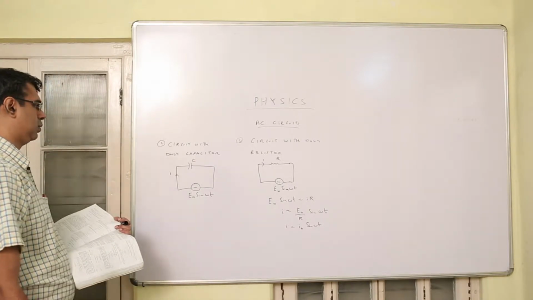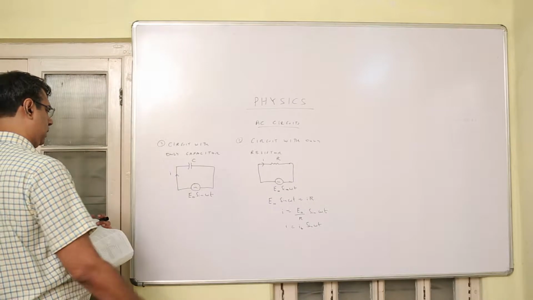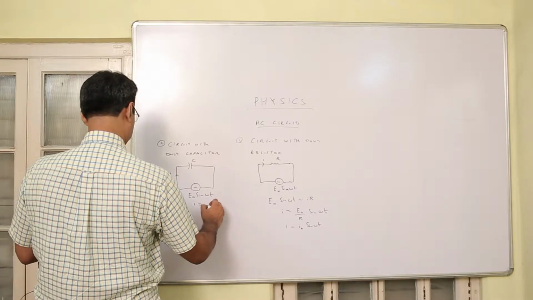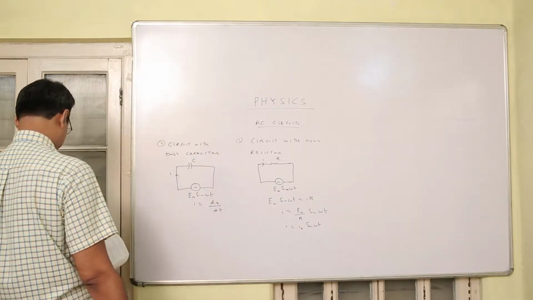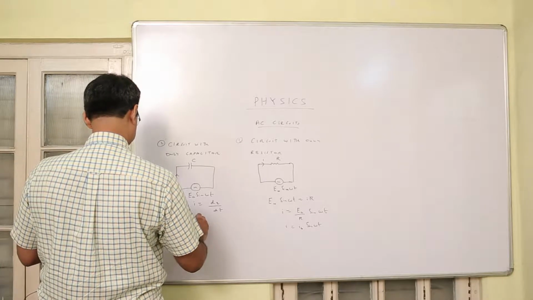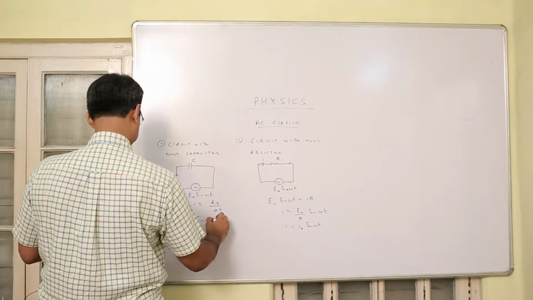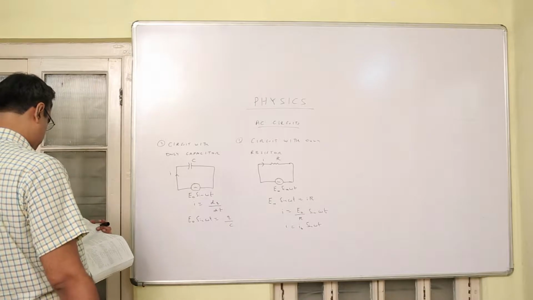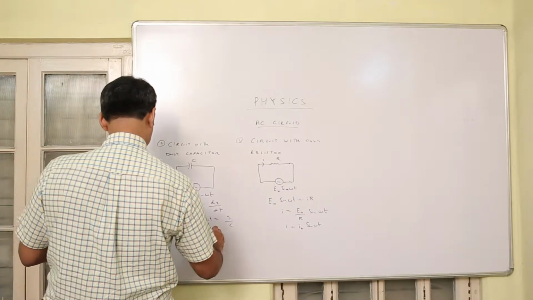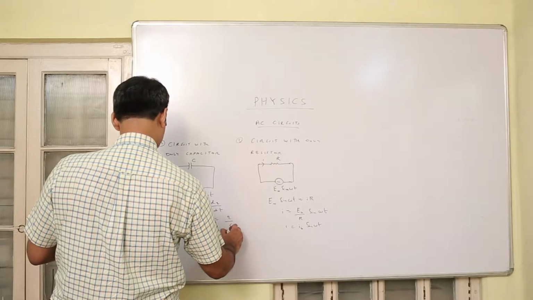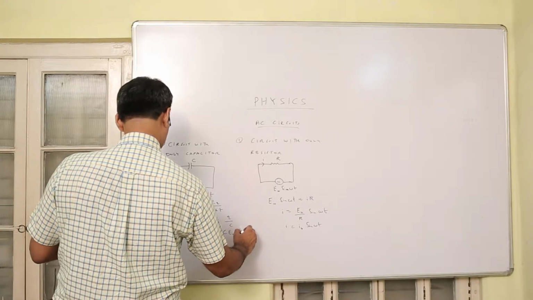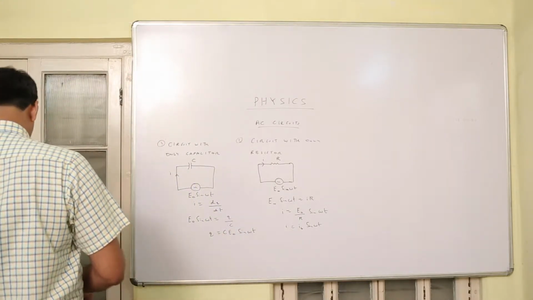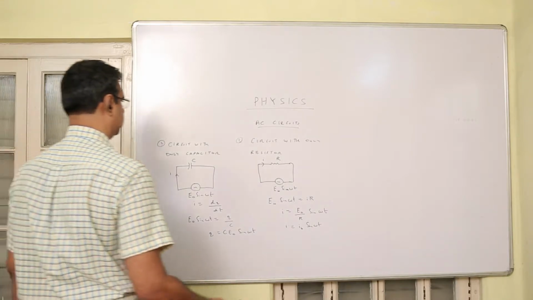Suppose there is a circuit in which you only have a capacitor. Supply voltage as usual is E0 sine omega t, current is I. First of all, current is dq by dt. If you use Kirchhoff's law, E0 sine omega t is q by C. So Q is equal to CE0 sine omega t.